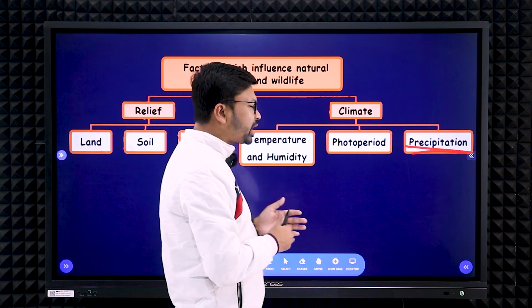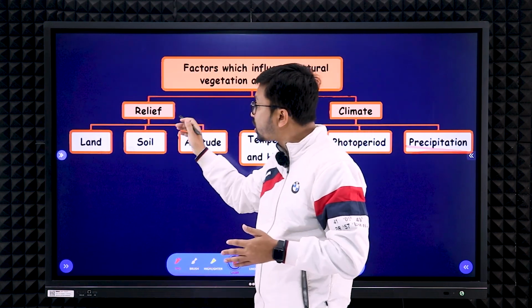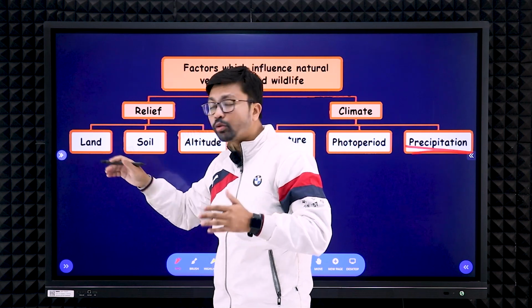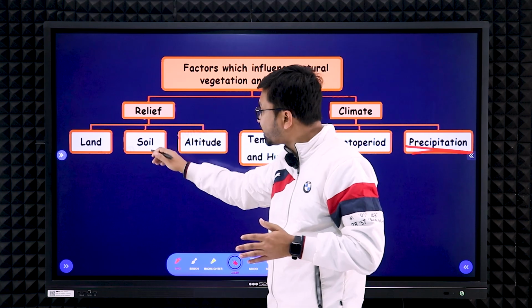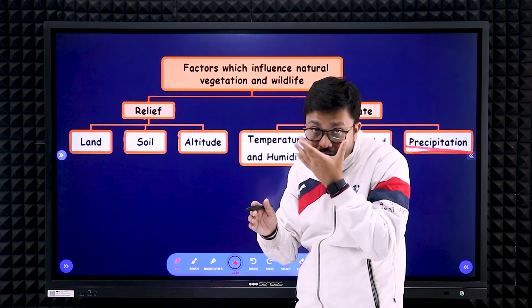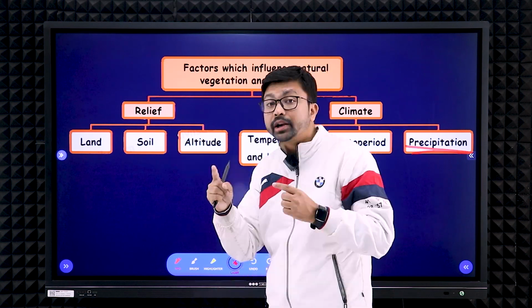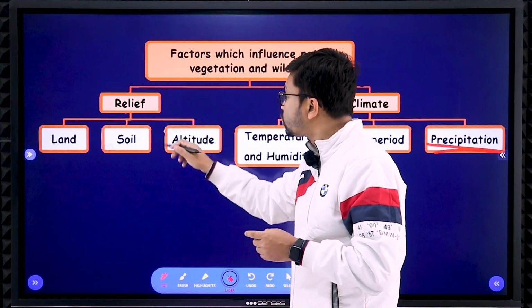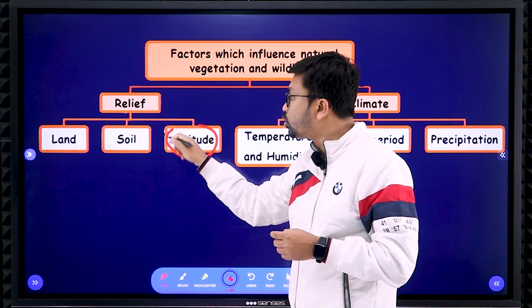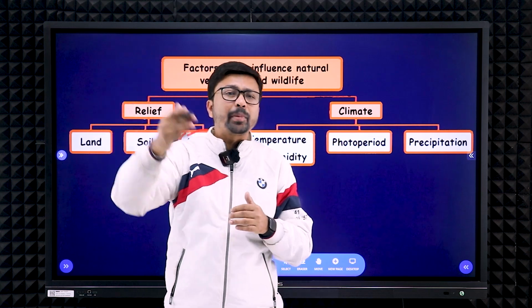Now let's come to the next part, that is the relief features. Relief or physiography, both are the same. Here you can see which type of land it is: mountain, plateau, plain, all those things. And then the soil. Different types of soil, as you know, help to grow different types of crops. Similarly, different types of soil help to grow different types of trees. Another factor is altitude. If you go to a mountain area, what will you see? You will see different types of natural vegetation.